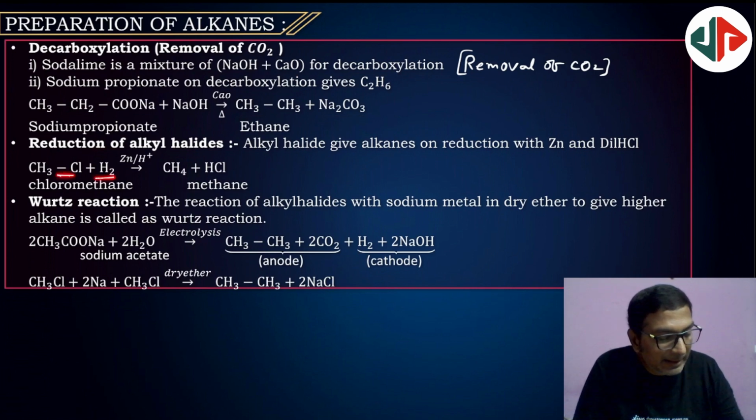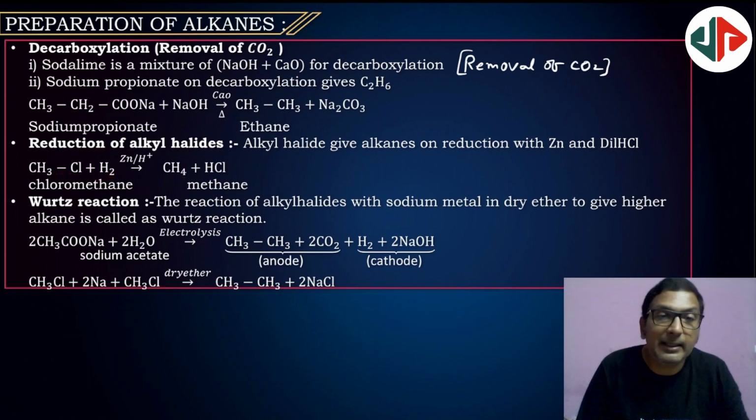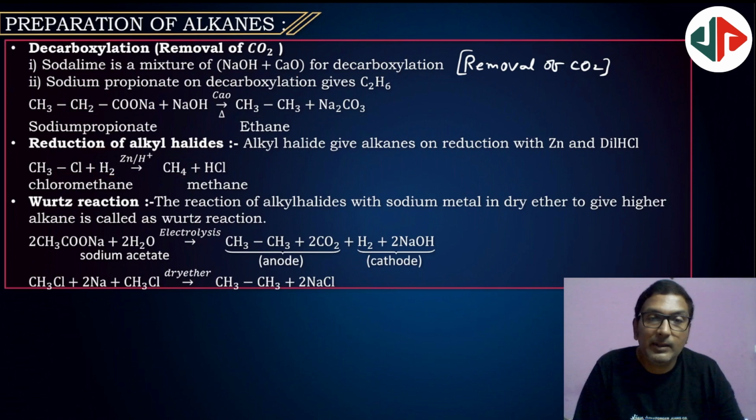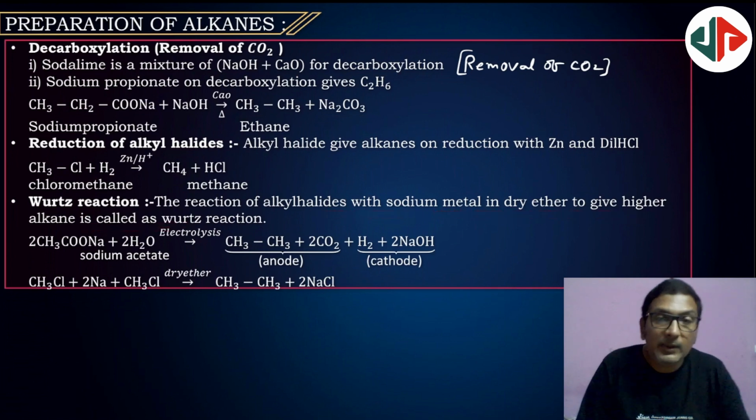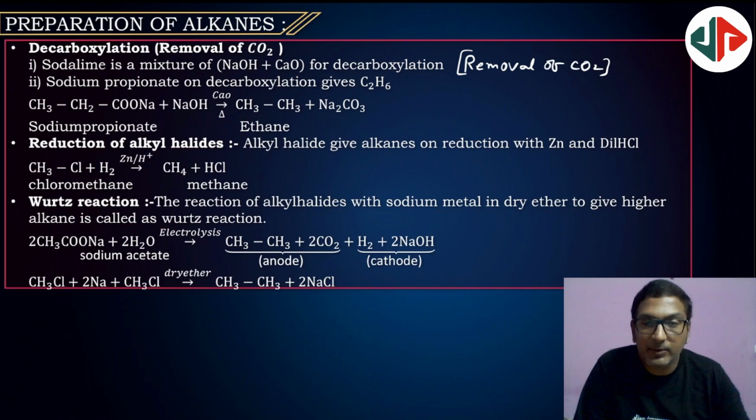Reaction of alkyl halides. Alkyl halides on reduction will give corresponding alkanes. Reduction with Zn and HCl. Wurtz reaction. Here 2 moles of alkyl halides with sodium metal in dry ether forms symmetrical alkanes. That means alkanes containing even number of carbon atoms.